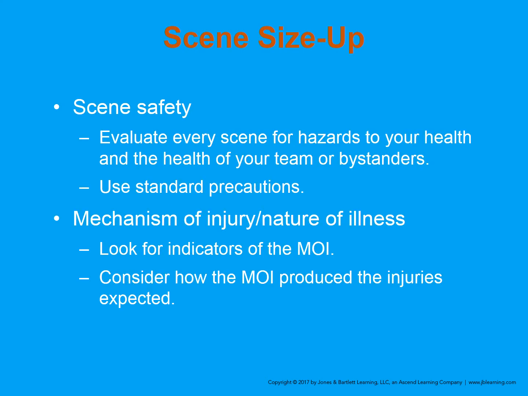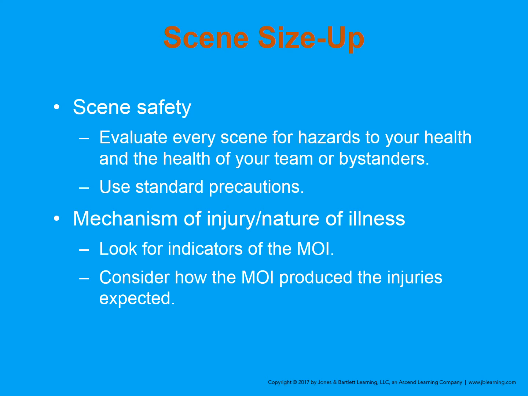As always, we're going to practice good scene safety, evaluate the scene for hazards, use our standard precautions, body substance isolation, wearing gloves. We need to look at the indicators for the mechanism of injury. So when we're in a vehicle, we're looking at damage patterns, right? Is there spidering of the windshield? Indicative you'd be suspecting of the head injury, spinal cord injury. Is there a bent steering wheel? We're worried about thoracic injury of the chest.